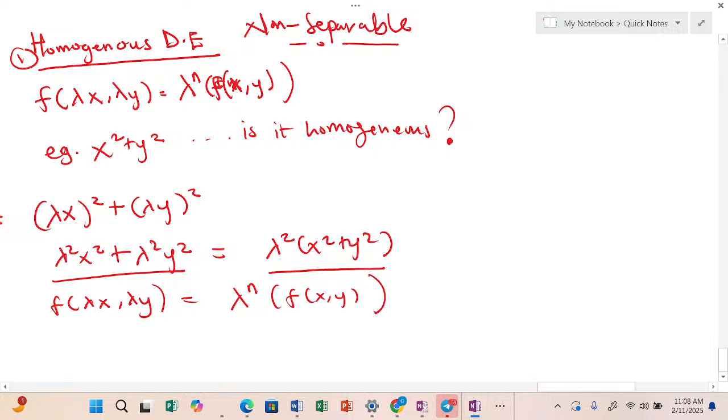So we could see that it meets. So it means showing that this particular differential equation is homogeneous because n is 2 here and lambda has been factorized. Therefore, this particular equation is homogeneous.